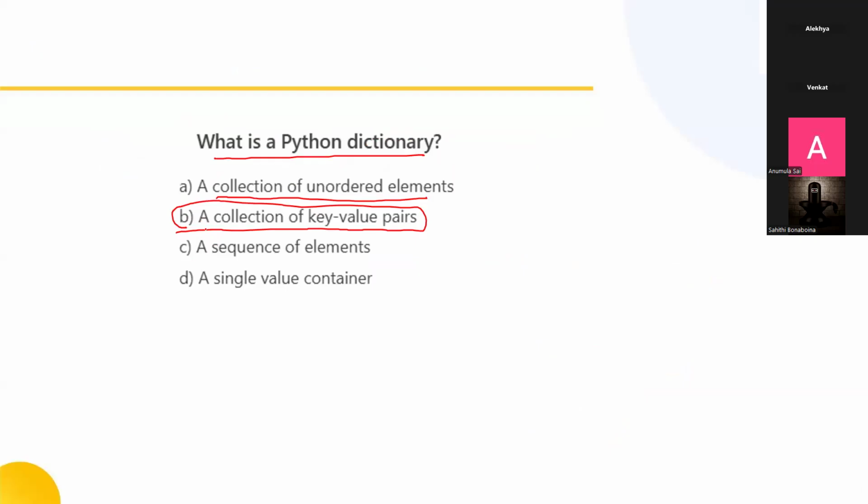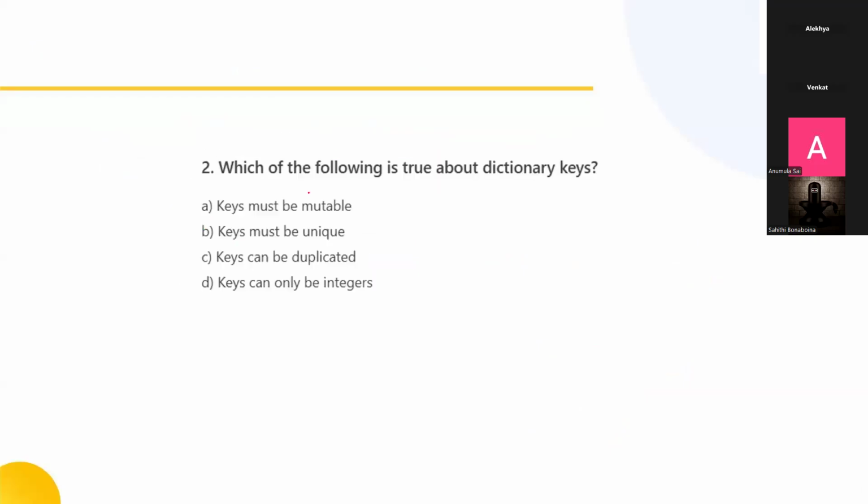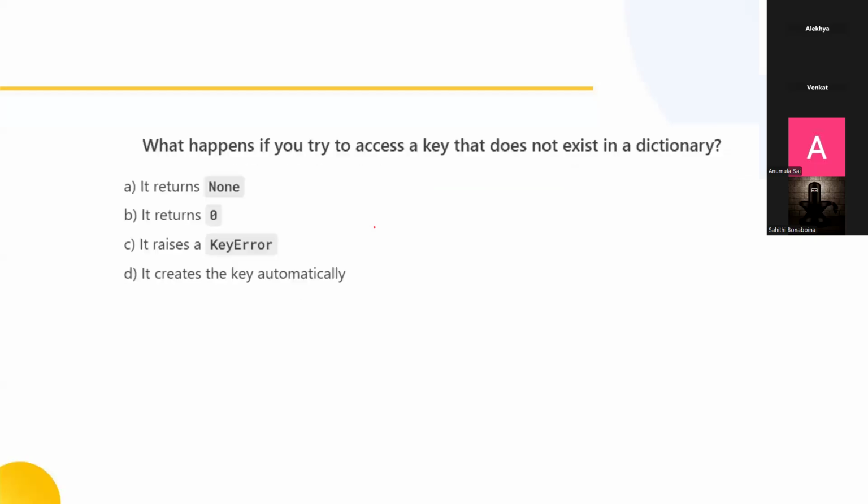Now, can anyone answer me? Which of the following are true according to dictionaries? The key must be mutable, the key must be unique, the key must be duplicated, the key can be integers. Can you answer me? Yeah, the answer is B. The key must be unique.